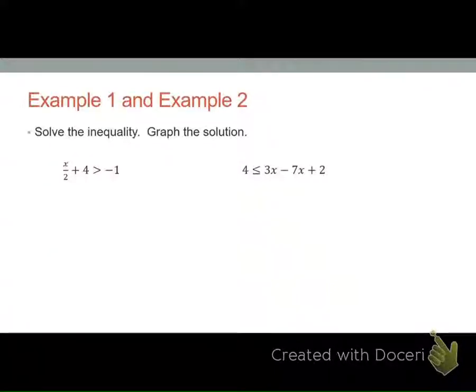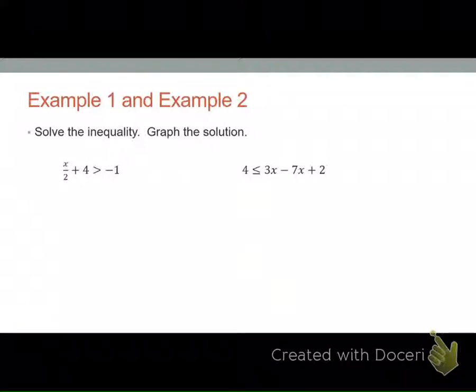Not giving you a number line this time. It's important to read the directions. It does want you to graph that solution. If it were just an equation, like number 20 was on your homework, and you got x equals 2, you would literally just plot a point at 2 and you're done. Okay, that's what that was just asking you to do.